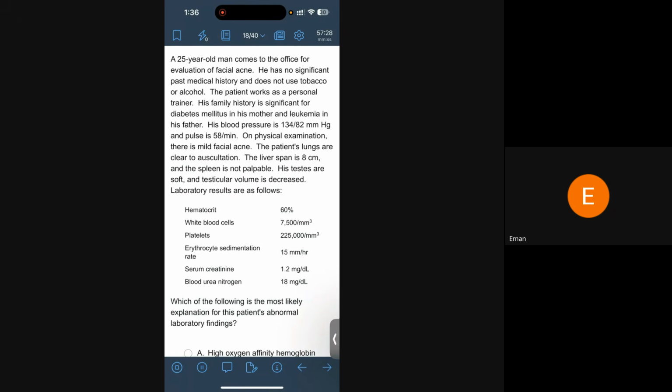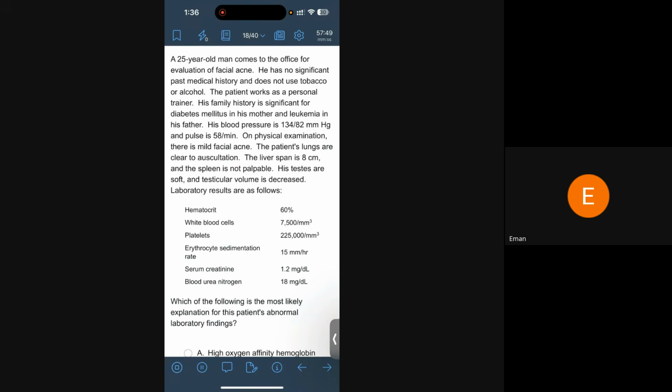A 25-year-old man comes to the office for evaluation of facial acne. First symptom, facial acne. The patient's age is very young. He does not use tobacco or alcohol. The patient works as a personal trainer.